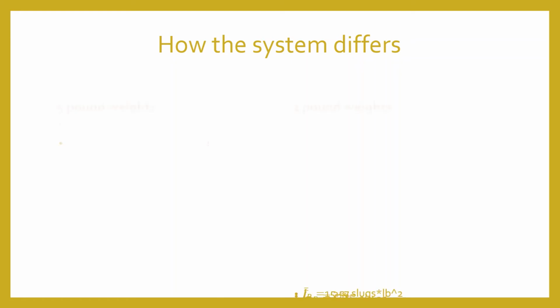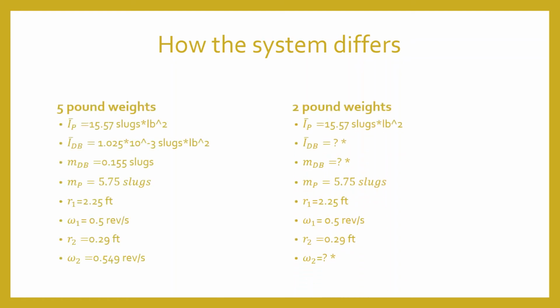In order to perform this second calculation, we can note the differences between the system when we use the smaller dumbbells. We can see that all variables will remain the same except for the mass of the dumbbells and the mass moment of inertia of the dumbbells to be plugged in for the final calculation. These are noted with a star, as well as the final angular velocity that we will be solving for after moving the arm inwards to be a different value.